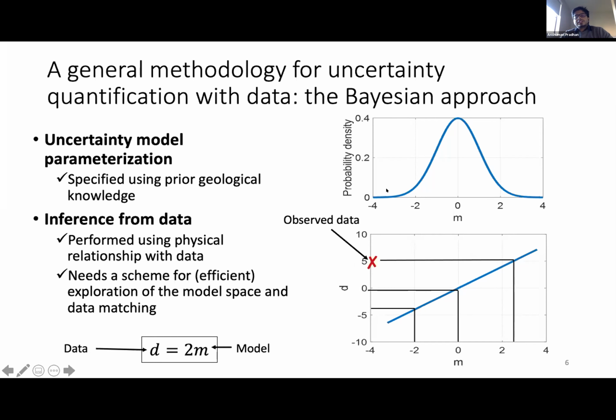What we do is first we define a probability distribution. On the top plot, this is a probability density on the model parameter. And then we say that 0 value has the highest probability and the probability decreases as we go away. This comes from our prior geologic knowledge. Then the second step, we try to infer from the data. We explore the model parameter space, typically using Monte Carlo simulations. We analyze a bunch of different values, and then we see where we match our data. I will talk more about this workflow as we progress along the talk, but the key takeaway is that there are two main components for this. The first is the uncertainty model parameterization, and then the second is the inference from the data.